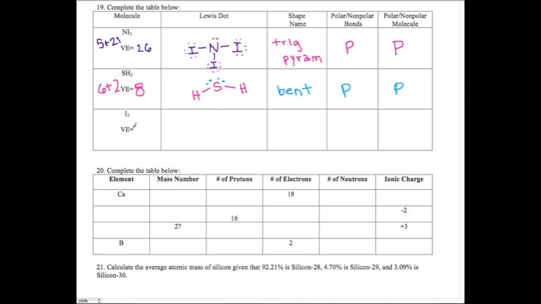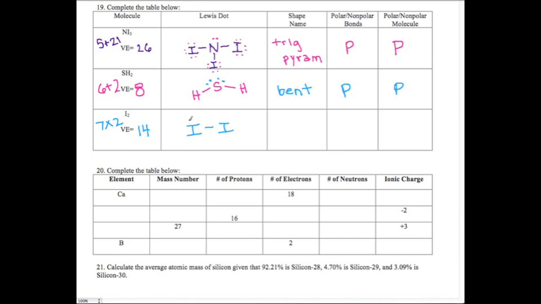Iodine has 7 valence electrons, and since there are 2 of them, it's 7 times 2. Therefore, we have 14 valence electrons. So I'm going to draw my two iodines bound together. Then your next step is to make sure they're happy.